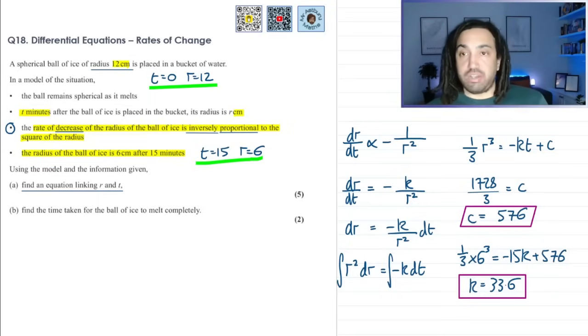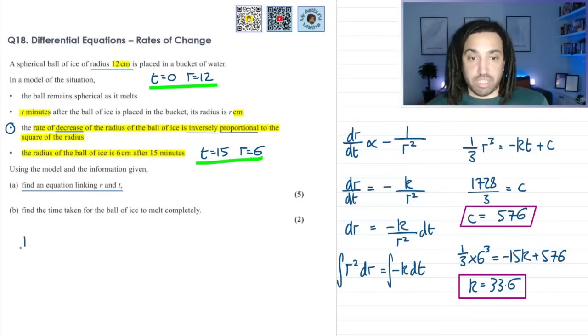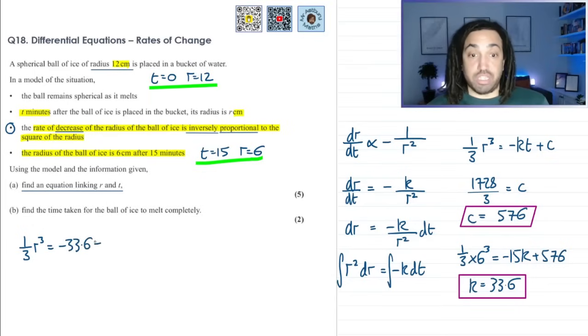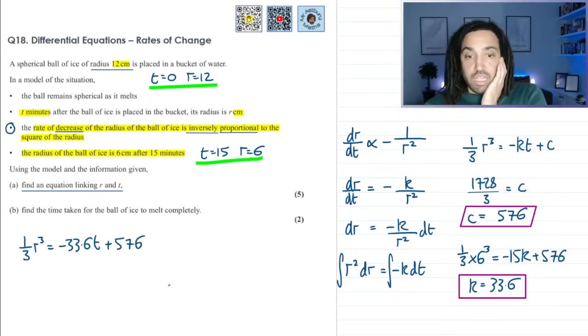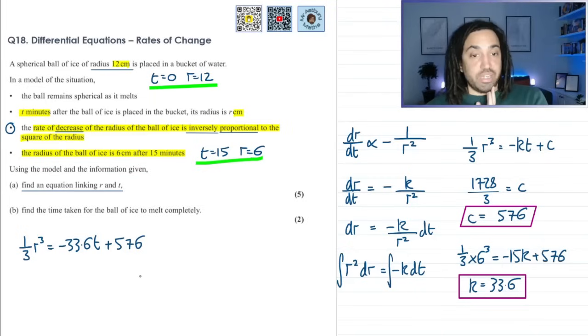Okay, great. So now all we need to do is just write the equation out in full. So we get a third r cubed is equal to minus k, which is this, and then times by t, and then plus 576. Perfect, and that is an equation linking r and t. It doesn't say make r the subject, it just says an equation linking the two variables, which that is. So I think that is job done.